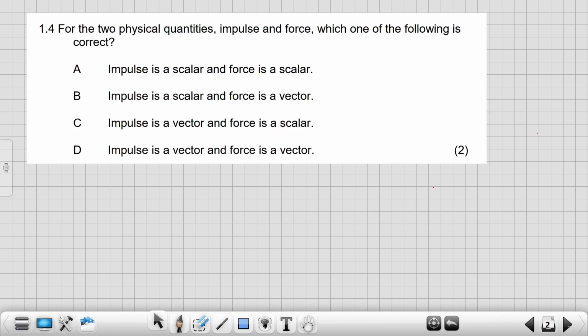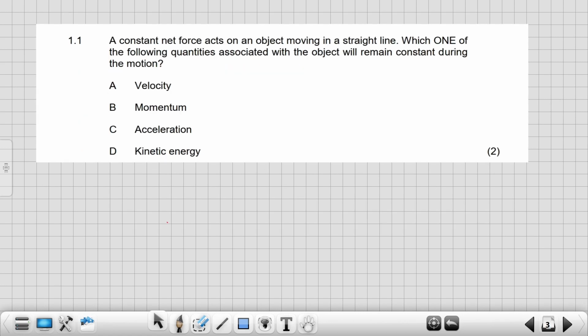Okay, let me look for 1.1. Here is 1.1. It says a constant net force acts on a moving object in a straight line. Which of the following physical quantities associated with the object will remain constant during the motion?